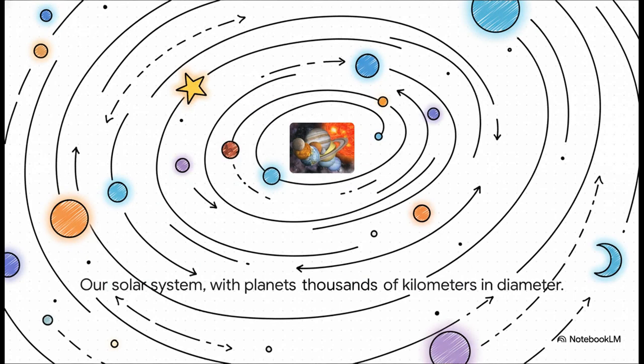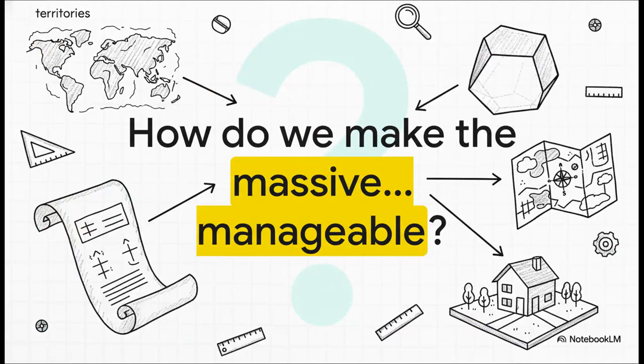And for our final leap in scale, how about our solar system? We're talking planets that are thousands and thousands of kilometers wide, separated by millions more. I mean, seriously, how on earth do you even begin to draw a picture of that? And that, right there, is the central question. How do we take these absolutely massive objects and territories and shrink them down into something we can actually manage, like a blueprint, a map, or a model, without messing up their perfect proportions?